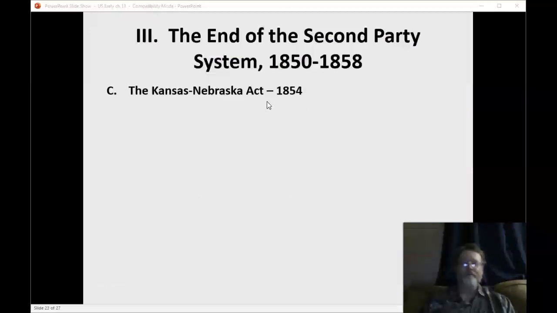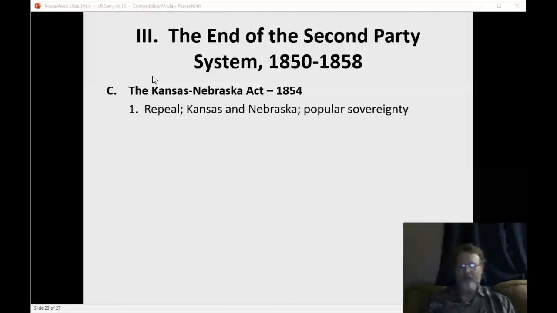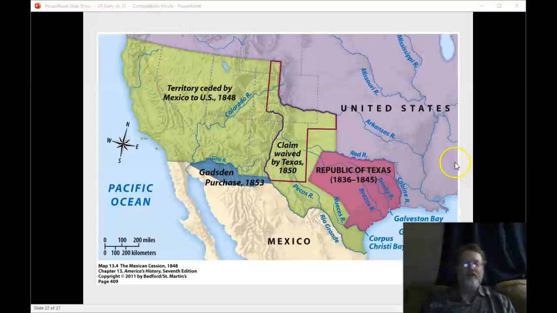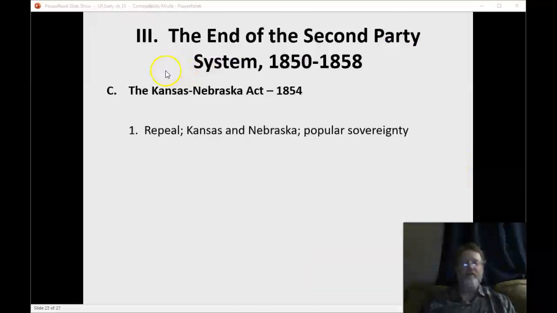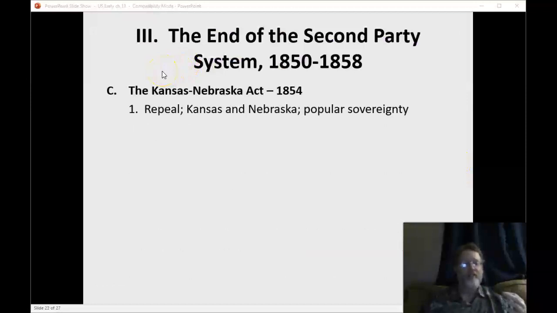All right. The final end of the second party system, and what ultimately leads us into a brand new political party. In 1854, a law is passed which repeals the Missouri Compromise from 1820. The Missouri Compromise was that 36-30 line, which bordered Missouri, which said everything above is free, everything below is slave. So we passed a law in '54 which repeals it. There wasn't a reason for it anymore.